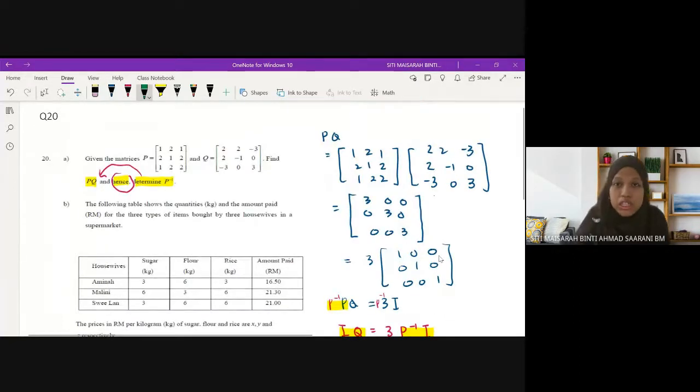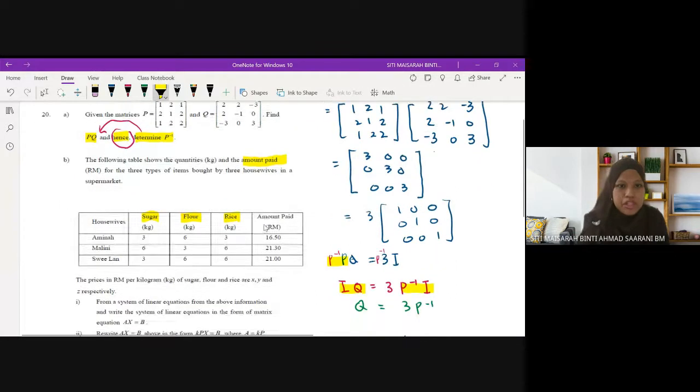This is for question A. Okay, and then for question B, the following table shows the quantities in kg and the amount paid in RM for the 3 types of item bought by 3 housewives in a supermarket. We have sugar, flour, rice. Okay, ada 3 person. We have 3 housewives, Aminah, Malini, Swilan.